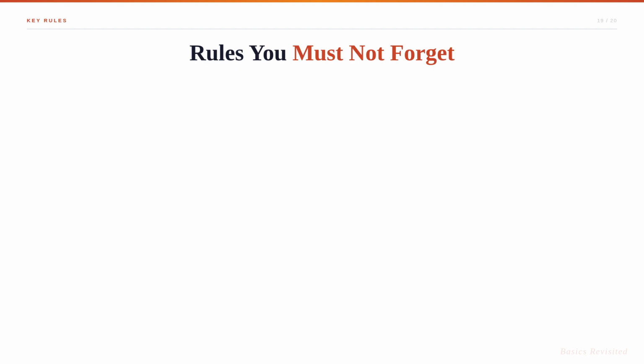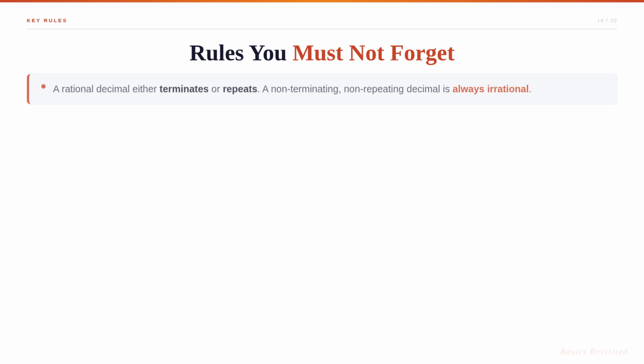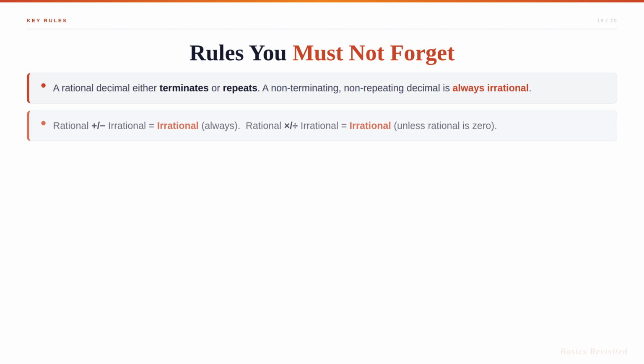Five key rules you must never forget. Rule 1. A rational decimal either terminates or repeats. If a decimal is non-terminating and non-repeating, it is always irrational. Rule 2. Rational plus or minus irrational equals irrational always. Rational times or divided by irrational equals irrational, unless the rational is 0.